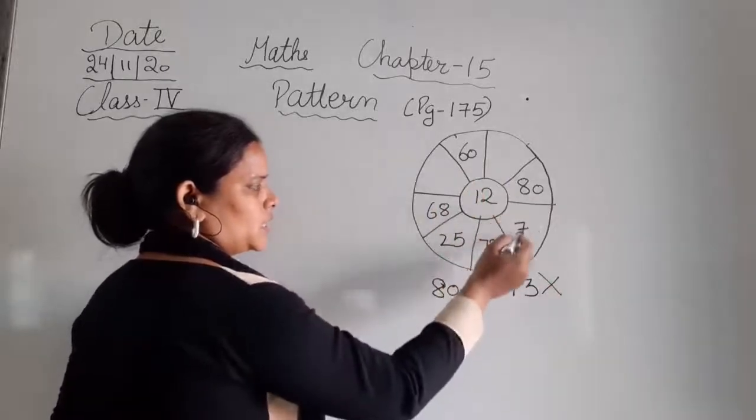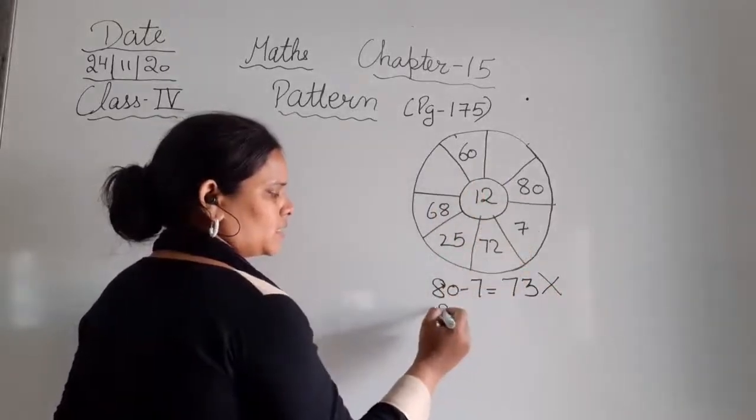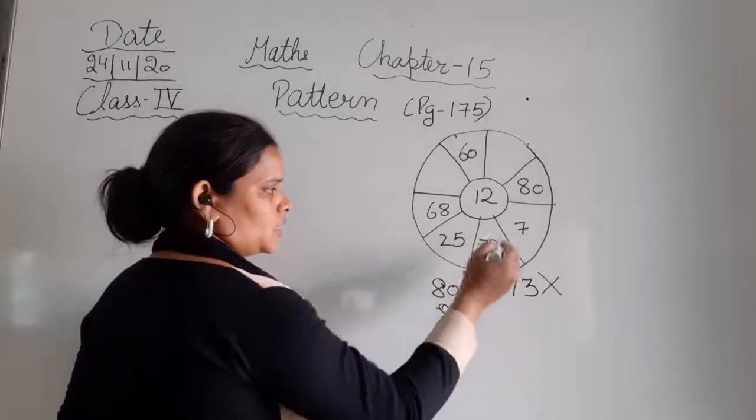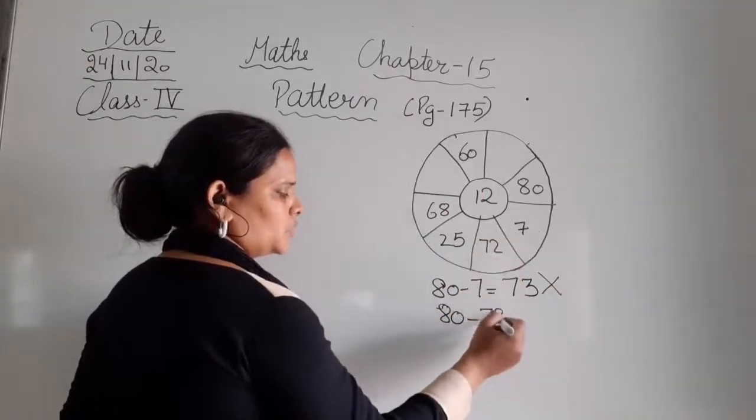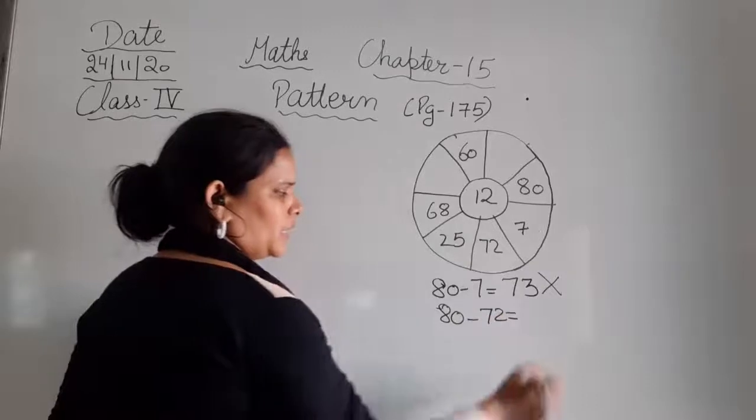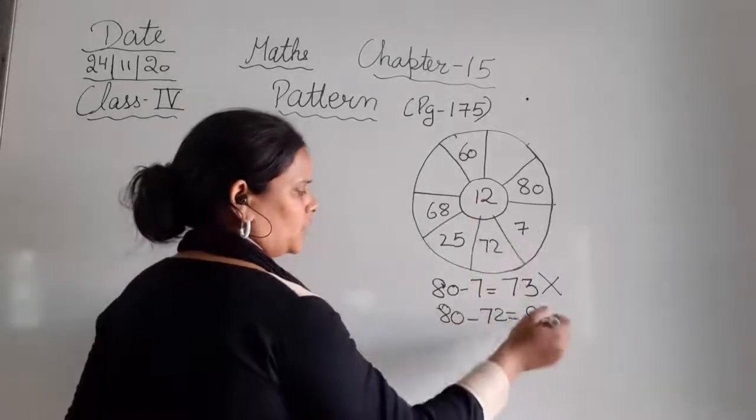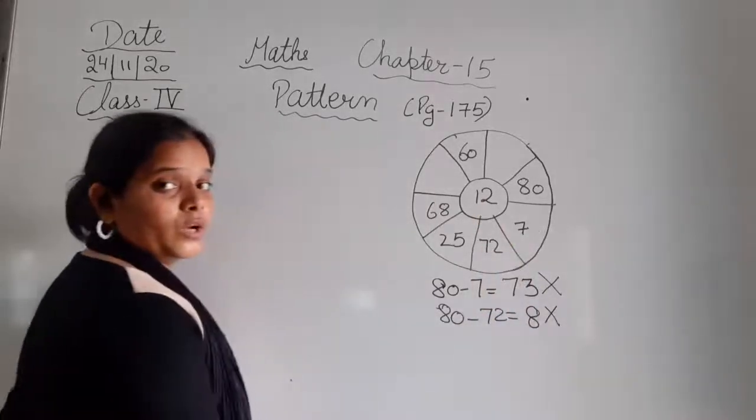Next, 80 minus 72. 80 minus 72 will be 8. 8 है कहीं पे? No. तो that means ये पैटर्न में फॉलो नहीं हो रहा.